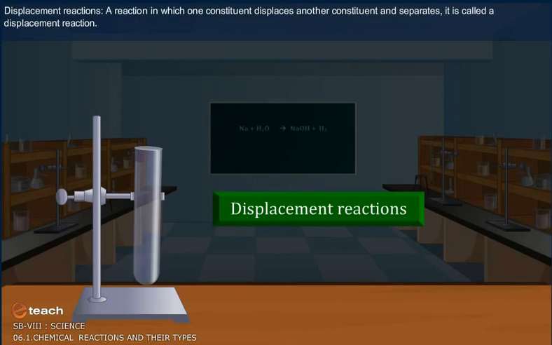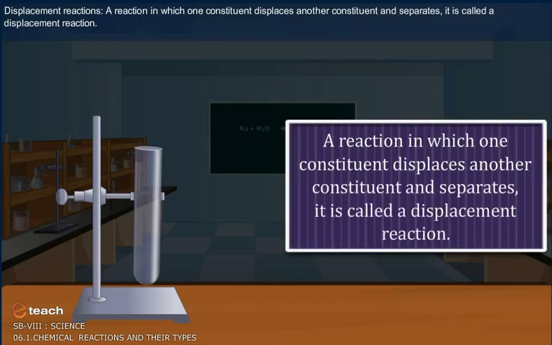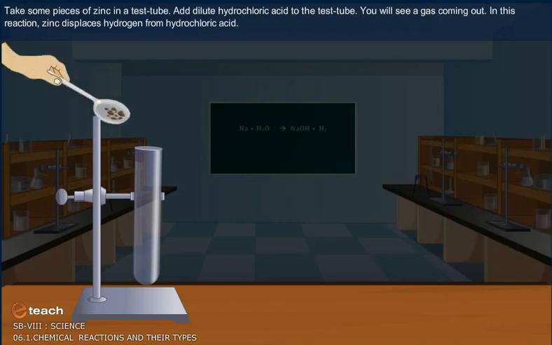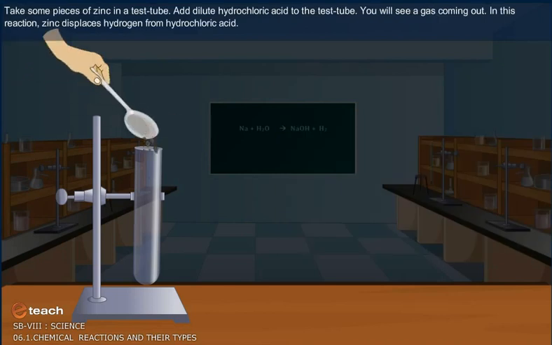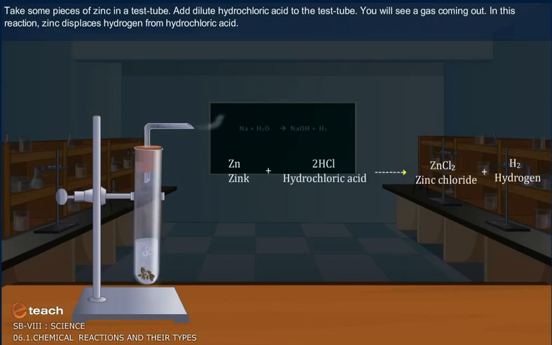Displacement reactions. A reaction in which one constituent displaces another constituent and separates is called a displacement reaction. Take some pieces of zinc in a test tube. Add dilute hydrochloric acid to the test tube. You will see a gas coming out. In this reaction, zinc displaces hydrogen from hydrochloric acid.